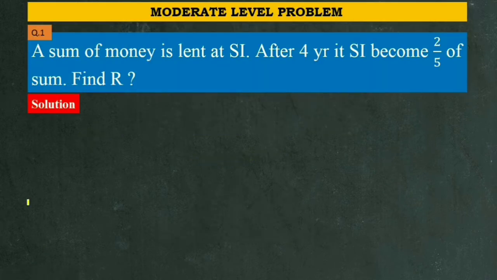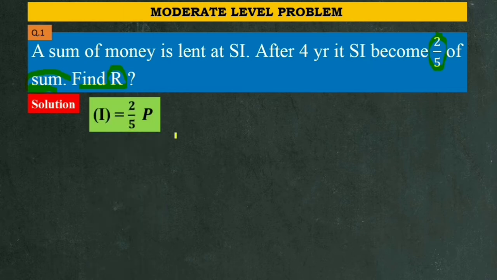Now moving towards the first problem. A sum of money is lent at simple interest. After 4 years, its simple interest becomes 2/5 of the sum. Sum means principal. Okay. So we have to calculate the value of R. In the question it is given that after 4 years I becomes 2/5 of P. So we will simply write it in short form. Okay. I is equal to 2/5 P.